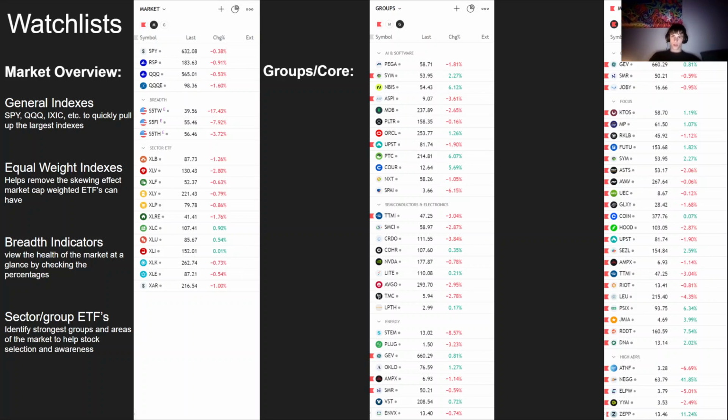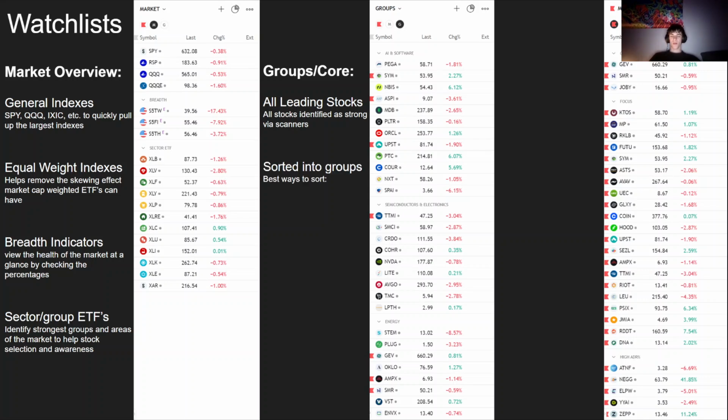And then for groups, this is going to be my group slash core. This is where all of my leading stocks are going to go. So every stock that I've identified as strong or a potential candidate via my screening process or past trades is going to go into this watch list here. And this is going to be sorted into groups.